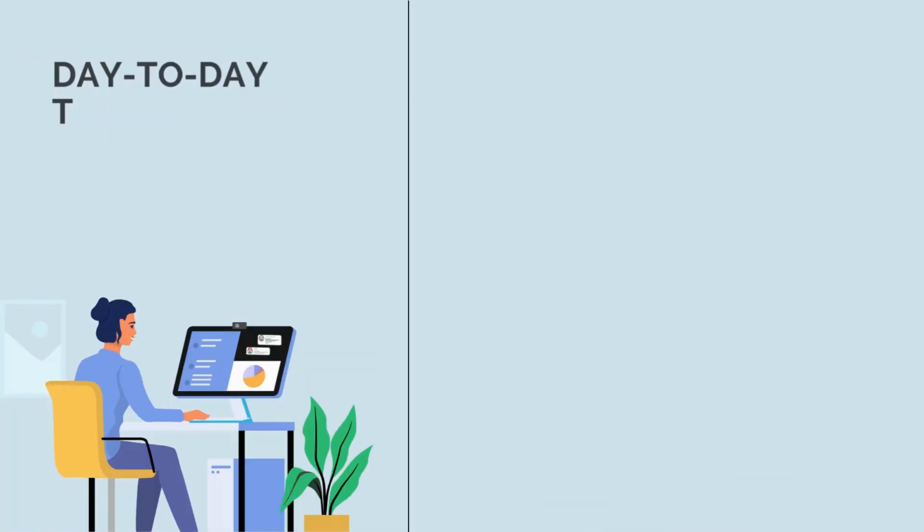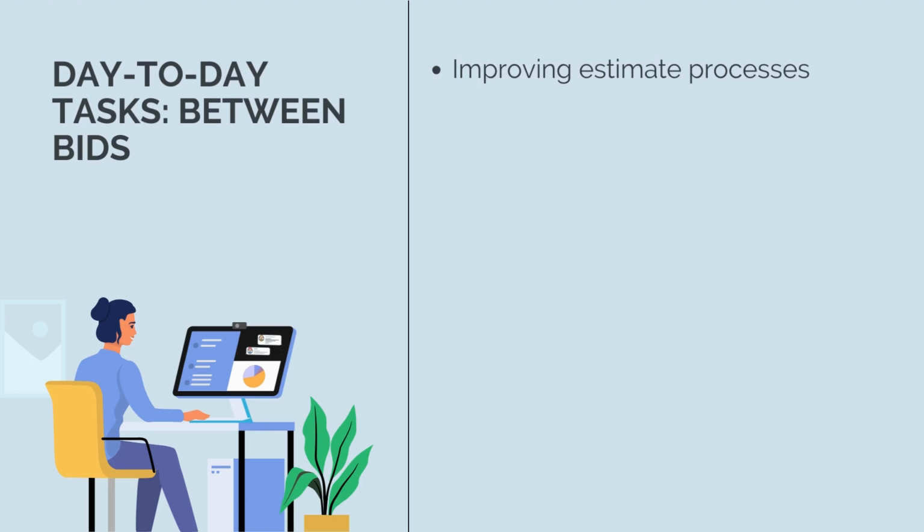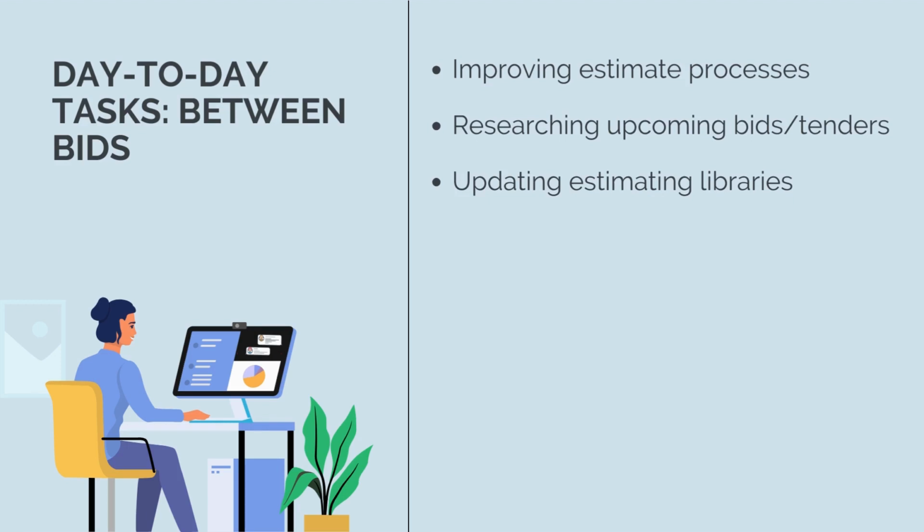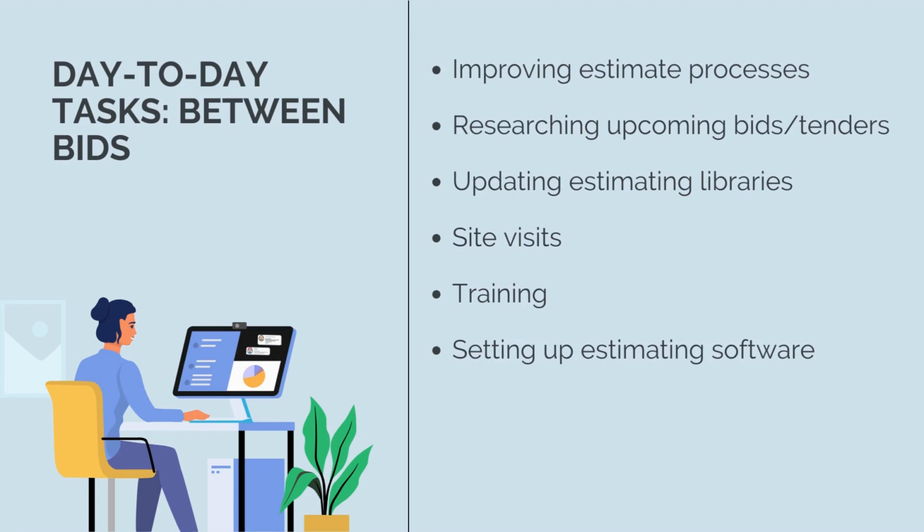When you aren't on a tender, as an estimator, you will not have the same time pressure and stress. Between tenders, your focus will be on improving estimating processes and preparing for the next tender. Day to day, these sorts of tasks may include reviewing and improving estimating processes. For example, exploring new estimating software to use. Researching and preparing for upcoming bids and tenders, including dealing with clients. Updating estimating libraries, including working with existing projects to get better productivity rates. Completing site visits and dealing with the construction teams, training and professional development, setting up estimating software, and if there is no tendering work for a while, you may move on to a project to support them with cost planning and forecasts.